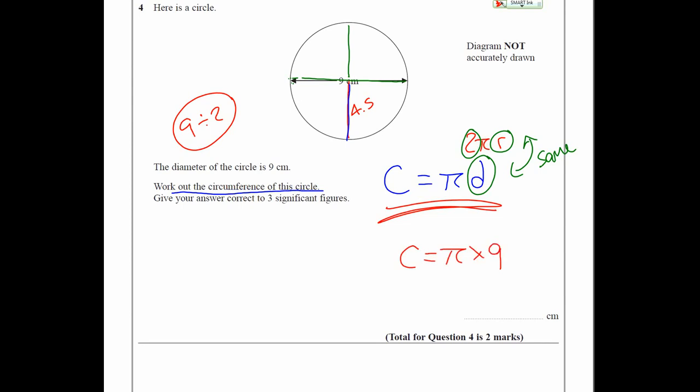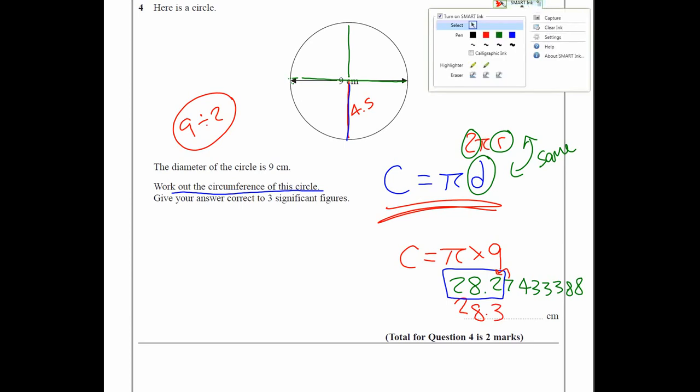Type it in your calculator. 9 times by pi, shift pi, and SD button. 3 significant figures. Let me write down above what my calculator says, because rounding is very, very important. Now we've got to round to 3 significant figures, which means we want the first 3 non-zero numbers. So we're going to get 28 point, look at the 7, that's going to round up. 28.3. Please don't make mistakes in your rounding on the paper.